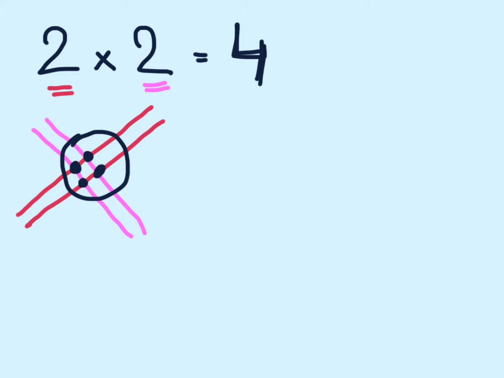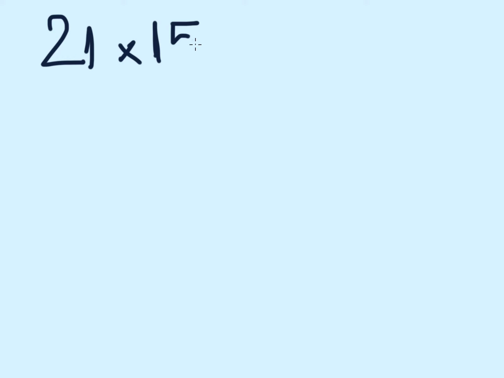Now let's look at a different example. On more difficult examples, we might think it's not as easy, but you'll be surprised at how easy it is. Let's multiply 21 by 15, and let's first multiply this using the typical approach that we normally learn in school.